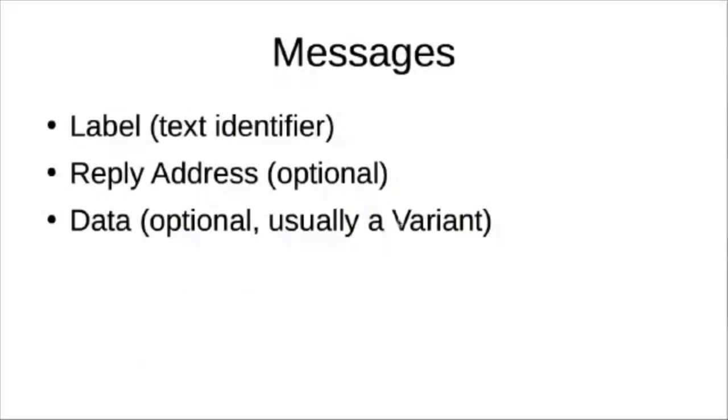And messengers in the Messenger Library basically have 3 things. They have a label, which is the text identifier of the message, an optional reply address where to send a reply to, and the data, which is usually an invariant but doesn't have to be.